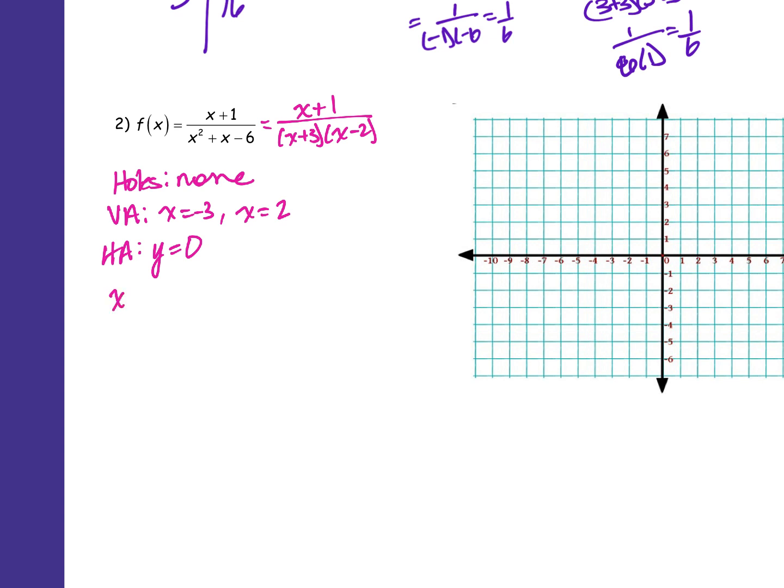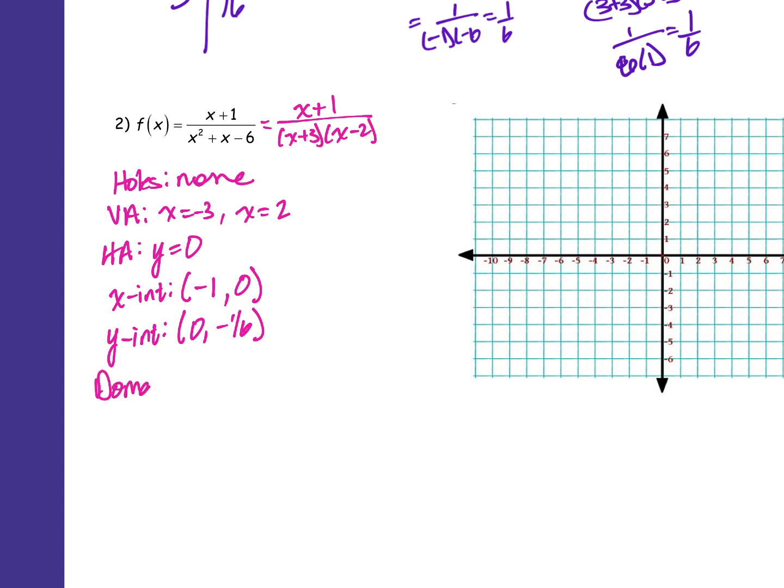X-intercept is where y equals 0. So I set the top equal to 0, and I get -1. So now I have an x-intercept. My y-intercept is still the same, (0, -1/6).